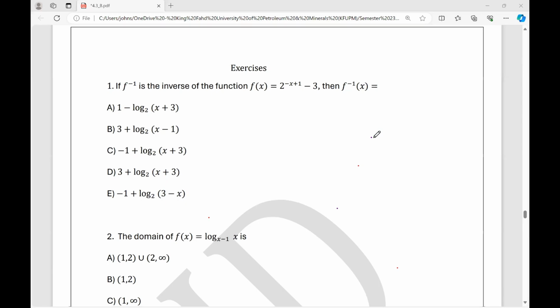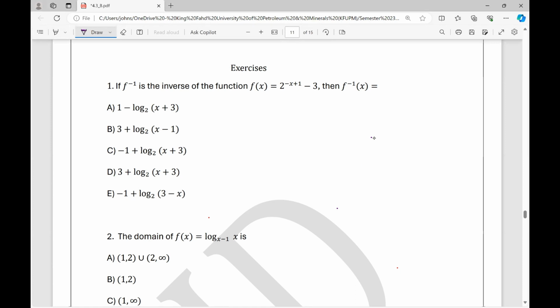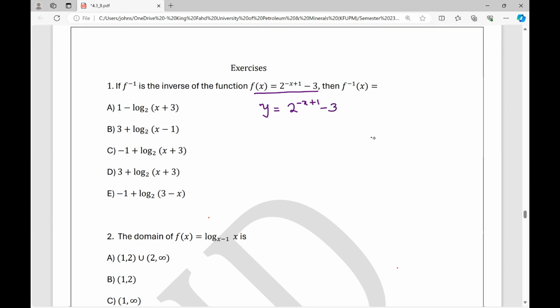Hello, in this video, we'll be looking at some exercises from 4.3. Said if the f inverse of this function is this. So in other words, we have this as our function. We want to find the inverse. So we can start by writing y is 2 to the power minus x plus 1 minus 3. And then we try to solve for x in terms of y.